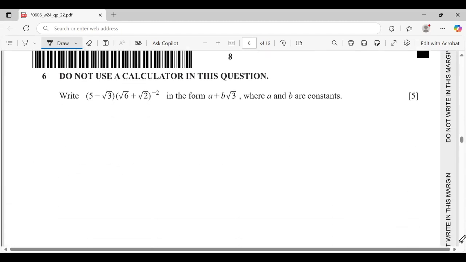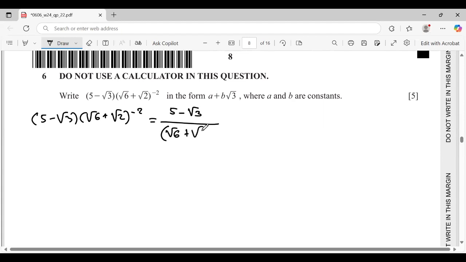Number 6. Do not use a calculator. In this question, write (5 minus square root 3) times (square root 6 plus square root 2) to the power minus 2 in the form a plus b square root 3, where a and b are constants. All right. So we can write this as (5 minus square root 3) over (square root 6 plus square root 2) squared.